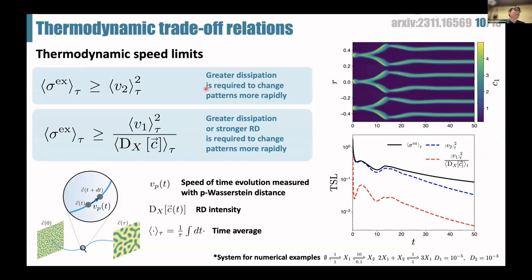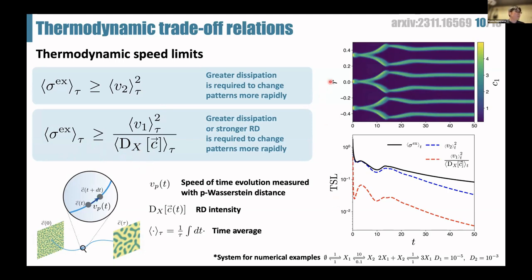The thermodynamic speed limit with the 2 Wasserstein distance shows that if we want to make the speed of change in pattern faster, we need more dissipation, because if the speed is faster, the lower bound is larger and larger. In contrast, the speed limit with the 1 Wasserstein distance helps to capture the elements in a more broken down manner. So we can see that if we want to make the speed of change in pattern faster, we need more dissipation, or we need stronger reaction diffusion intensity.